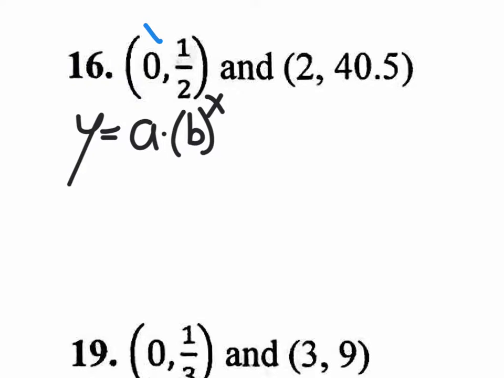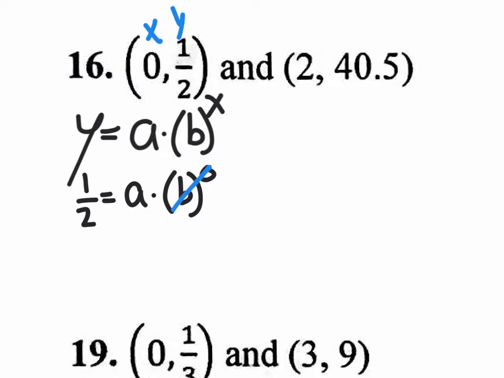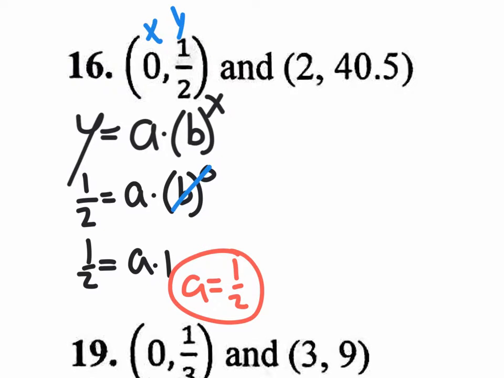Plug in x and y. So you're going to have 1/2 instead of y equals a, which we don't know, times b, which we don't know, to the x power, which is to the 0 power. Now, the beauty about this is that you have it to the 0 power, which you know is 1. So you really have 1/2 equals a times 1, which just means that a equals 1/2. All right? A equals 1/2. And that is half of what you need.